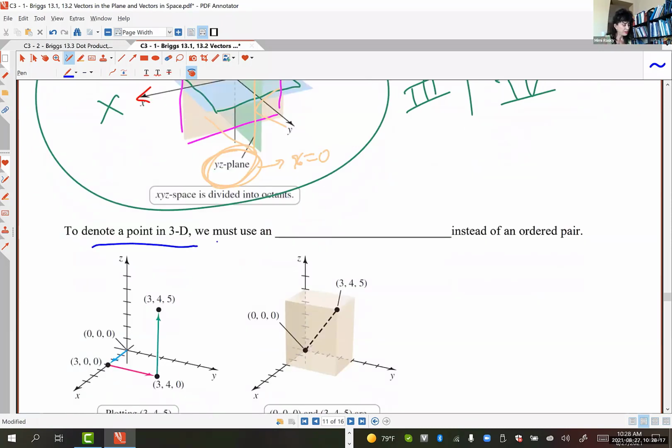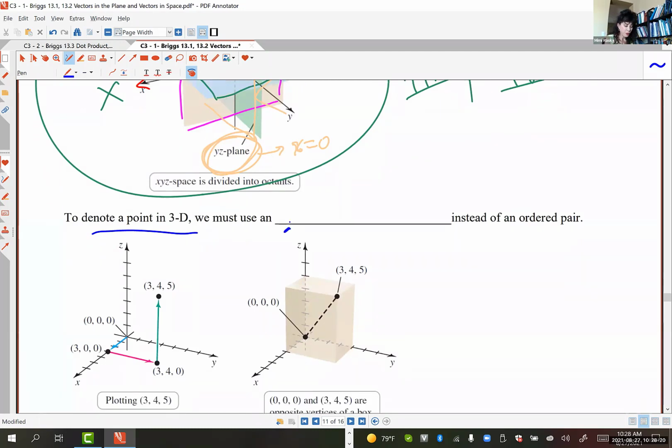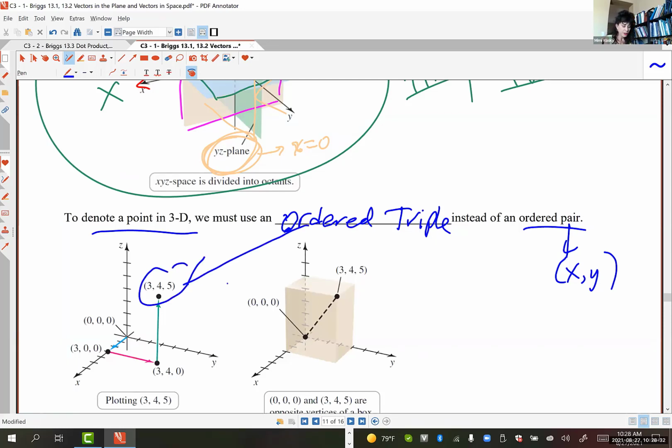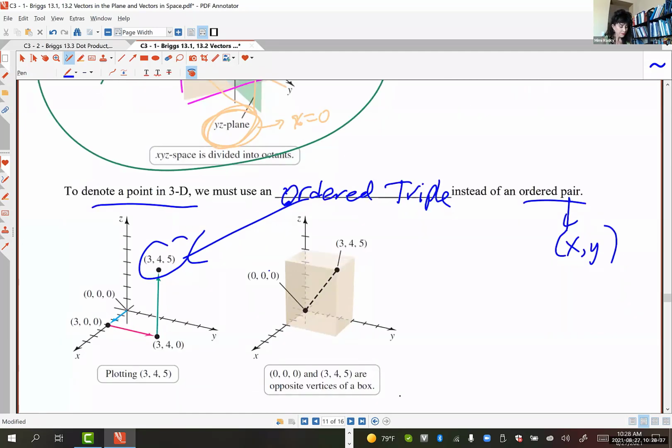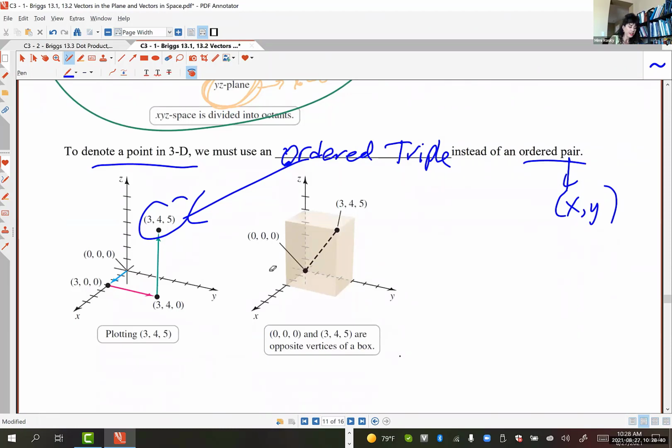Okay. To denote a point in 3D, you use an ordered triple instead of an ordered pair. You guys remember ordered pairs look like parentheses X comma Y. Ordered triples look like parentheses X comma Y comma Z. And they're showing you how to plot a point in 3D there. If it's (3, 4, 5), go 3 units along the X-axis, 4 units parallel to the Y, and then 5 units parallel to the Z, and you can locate your (3, 4, 5).